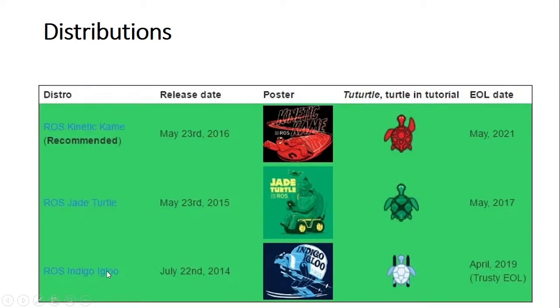So these are some examples here. ROS Kinetic was released on May 23rd, 2016, and its end of life already ended in 2021. And ROS Jade, May 2015, ended in 2017. And ROS Indigo, April. So these are different versions, different distributions of ROS.